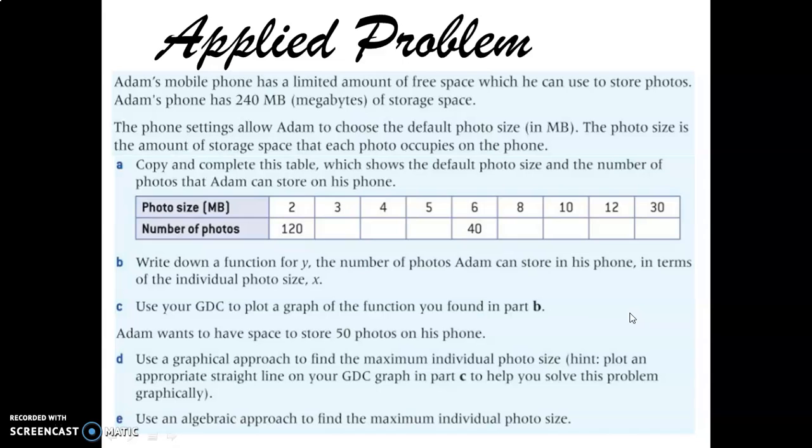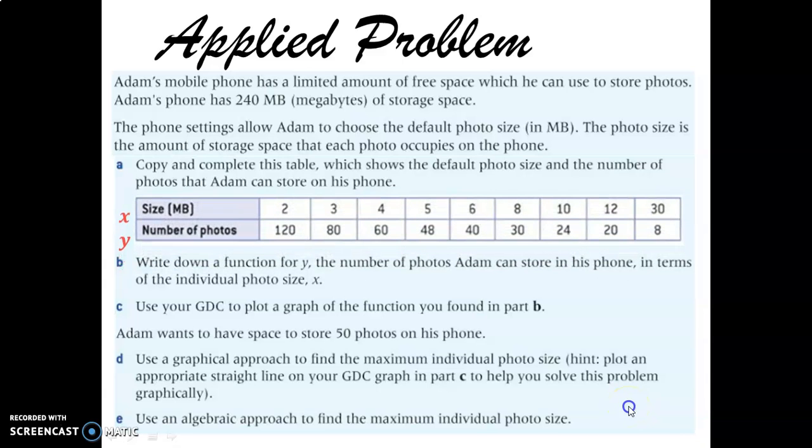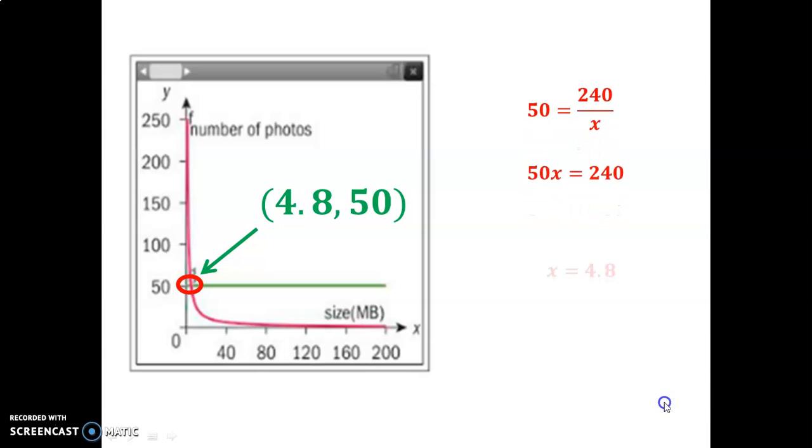Try one more. Read this out. See if you can make the reciprocal function, and then answer the questions. Try it all out. Give it a good try. Okay, check your table. Check your function, like that. Then check this condition, which is there must be 50 photos, so that's y equals 50. And finally, there's a graph and a solution, and also solved algebraically just by setting them equal to each other. Great job!